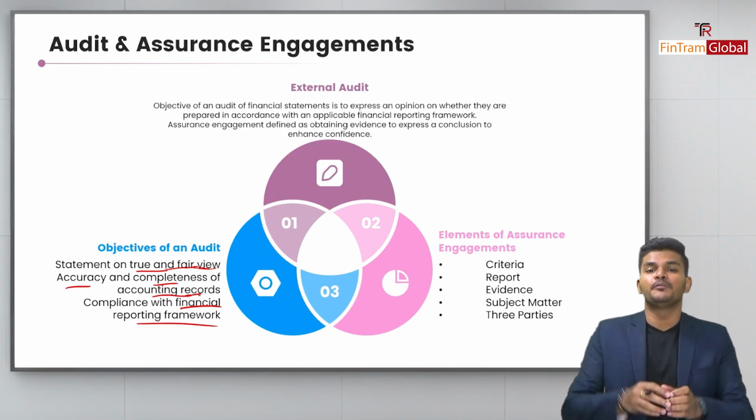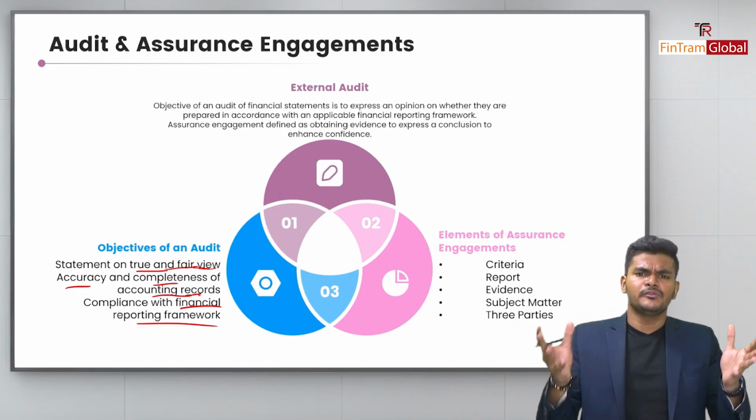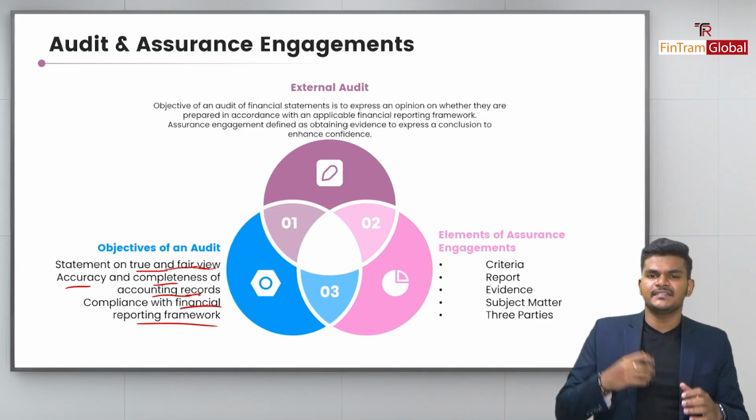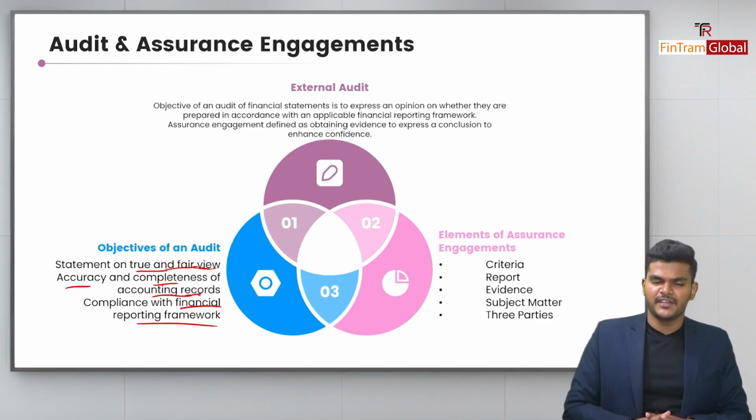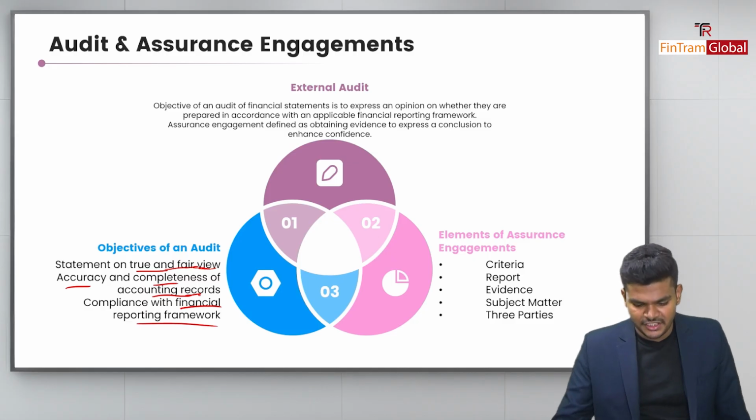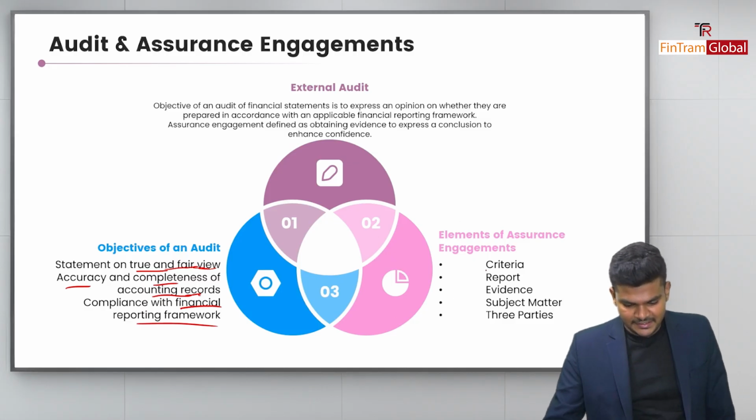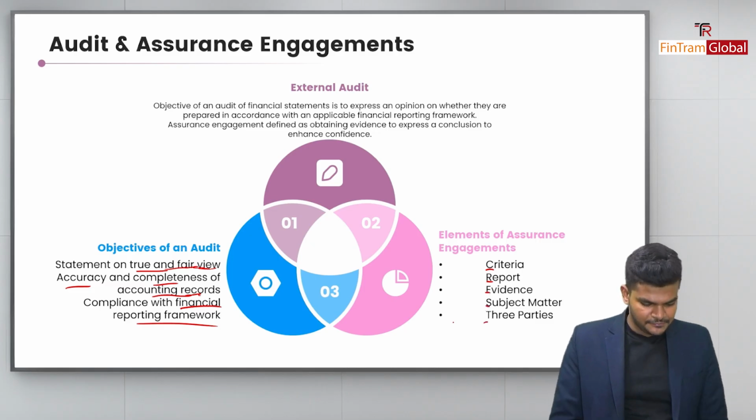Assurance engagement is a broader term, right? It includes the same principles, but it's just that there are different elements to it as well. Okay, folks. So what exactly are the elements of assurance engagement? We have the CREST here, right? CREST. What does CREST stand for?